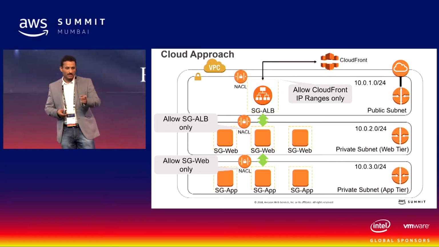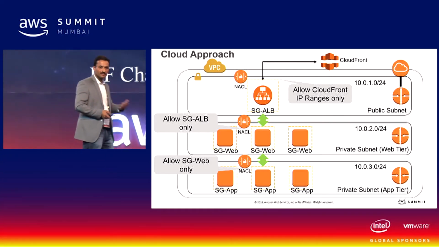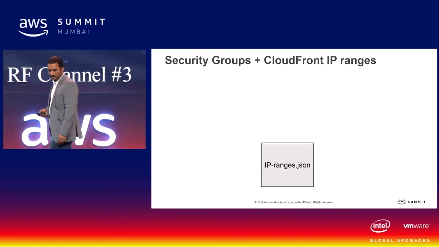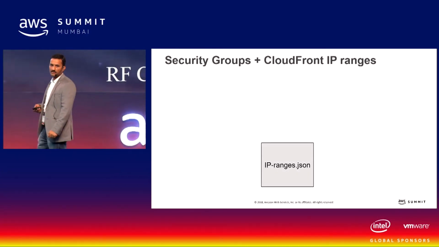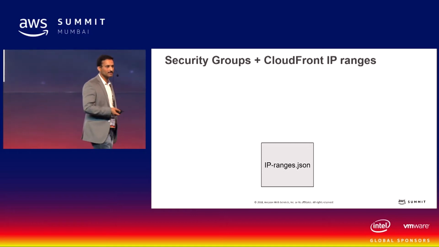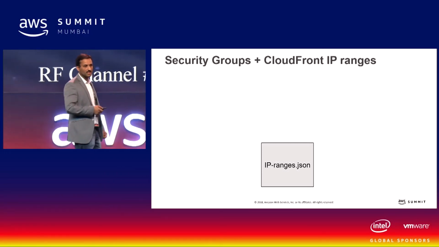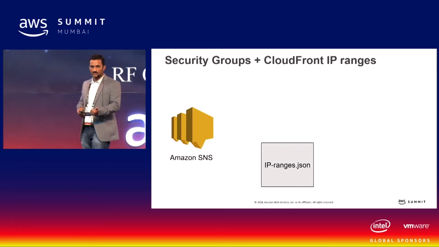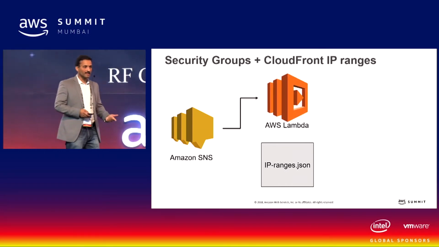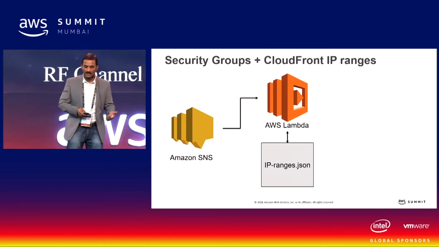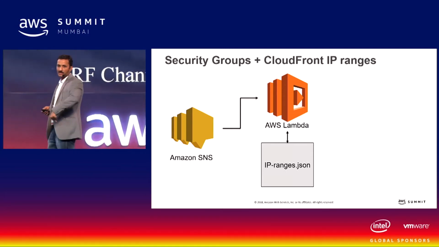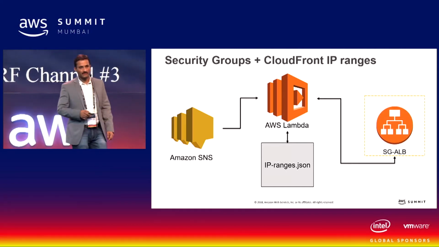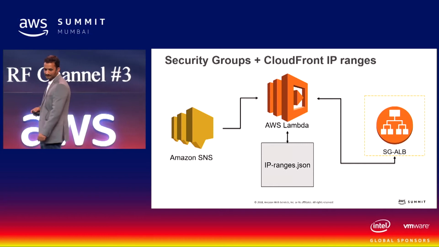Now, I mentioned that you can use CloudFront IP addresses, but they keep changing all the time, right? So how do you cope with that? The technique is, we publish those IP addresses in a publicly accessible file called ip-ranges.json, which, if it changes, will generate an SNS notification, right? So you can subscribe to that SNS notification, which can trigger a Lambda. Once the Lambda is triggered, it will read the JSON file, find out the difference in the IP addresses, and then modify the security group, right? So you can automate that.